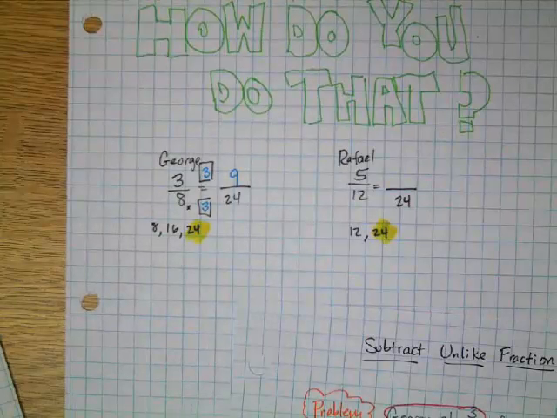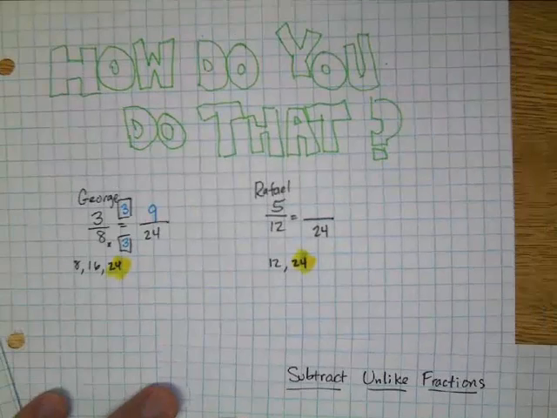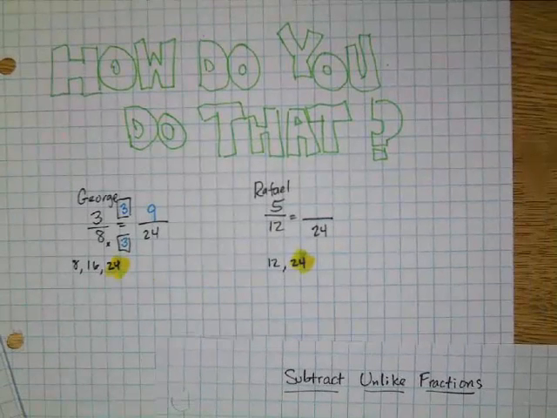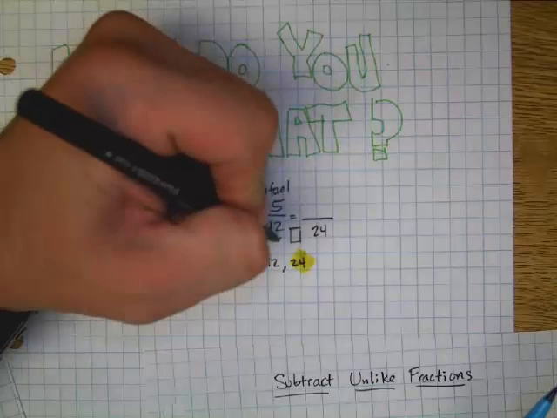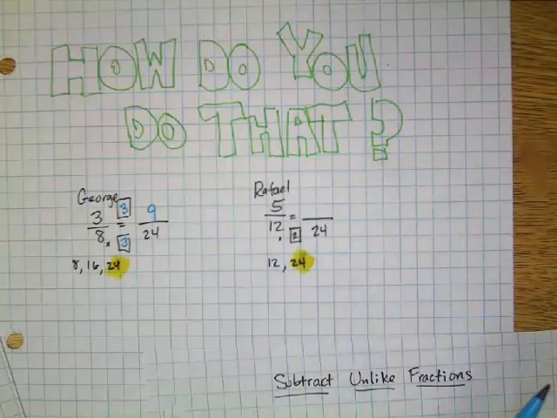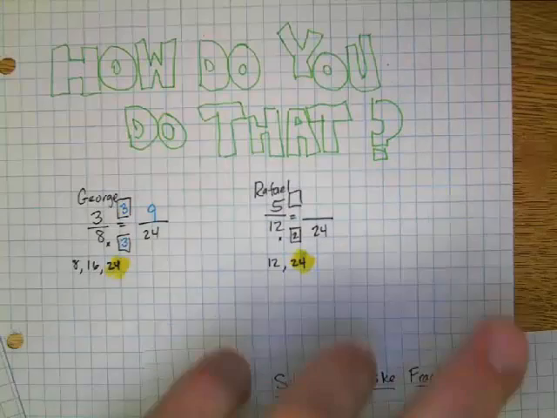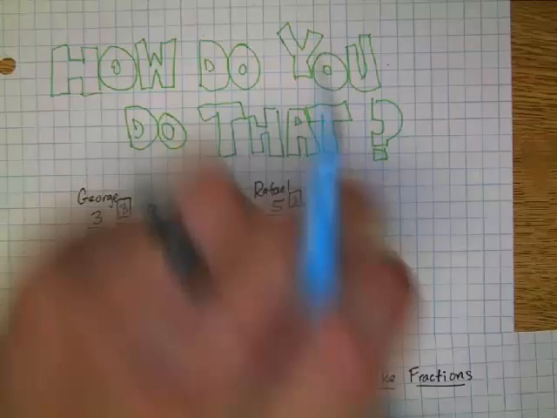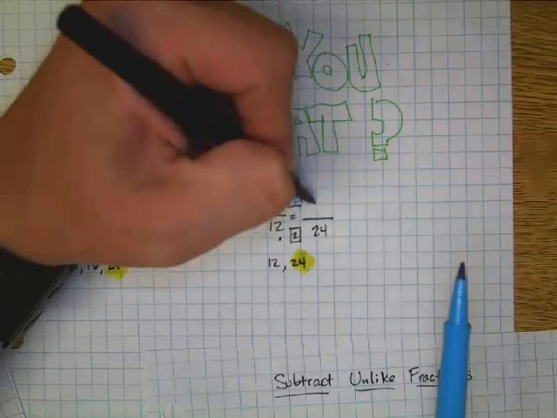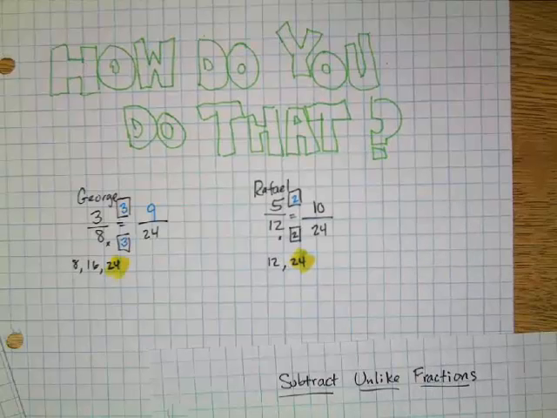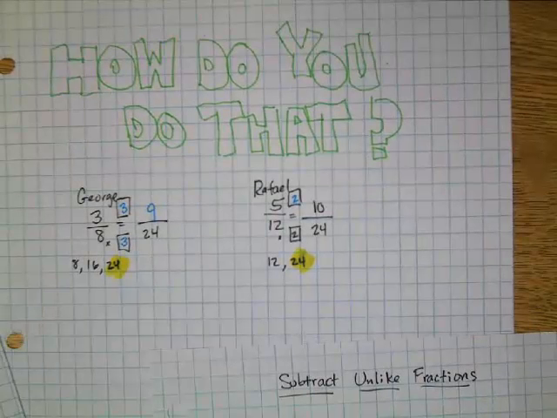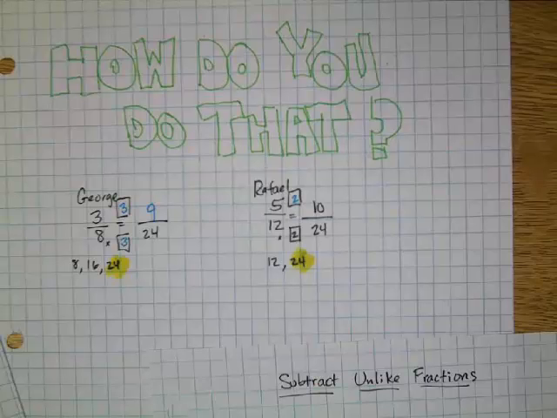Let's go over to Raphael. Raphael starts with 5/12, but we know that 12 times 2 will give us 24. That means that we have to multiply the numerator by 2, which will give us 10. 5 times 2 is 10. So now our new problem is how much more pizza did one of them eat? Well, we have to find the larger amount first. We cannot subtract the larger from the smaller. So we know that Raphael ate 10/24, which is more pizza.